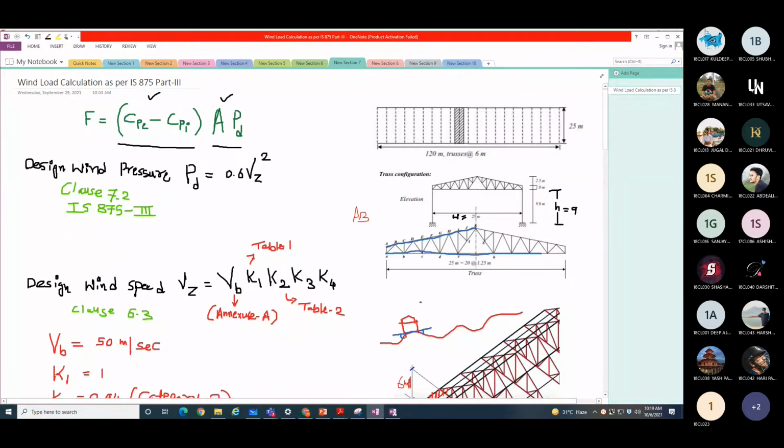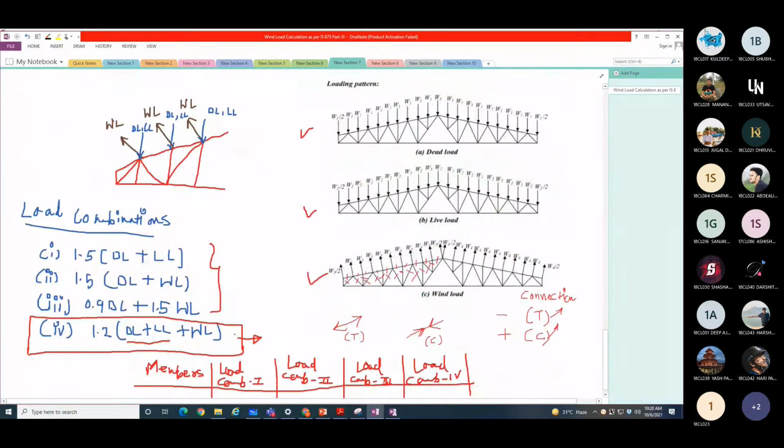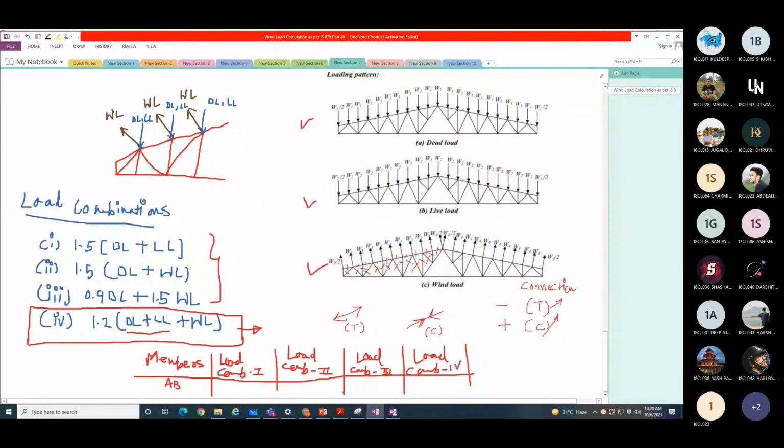This is the bottom chord member, and all these are the struts or the ties, right? So all these members are getting stress due to the application of load. All these members you require to analyze. Here you can write AB member or BC member, like AB, BC, or this member, and A small b, like this.